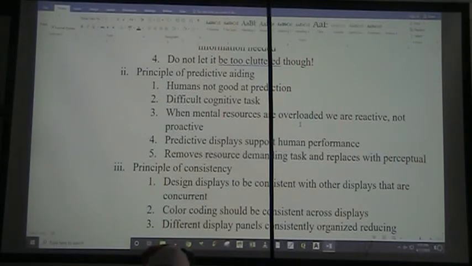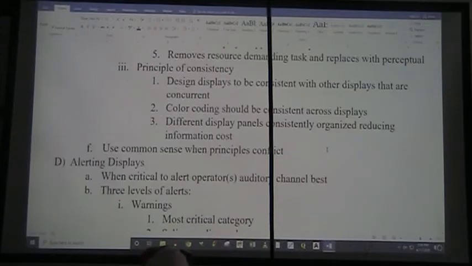All right. Our second principle under memory is the principle of predictive aiding. Human beings in general are not good at prediction. That makes it a very difficult cognitive task. When we overload our mental resources, we are going to be reactive rather than proactive. And of course, for prediction, we want to be proactive. So the predictive displays are going to support our human performance. That removes the resource-demanding task and instead replaces it with a perceptual task. Okay, well, remember that till you die.